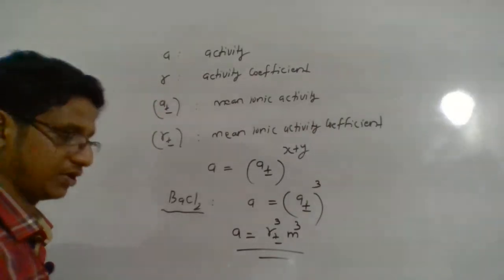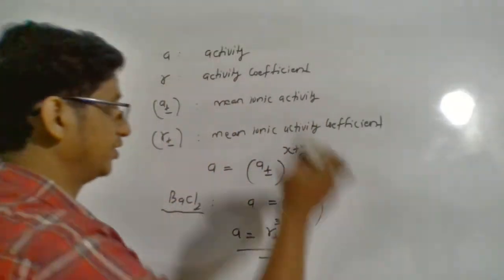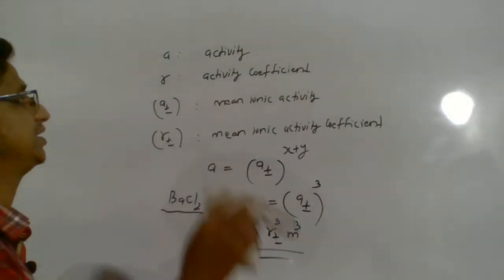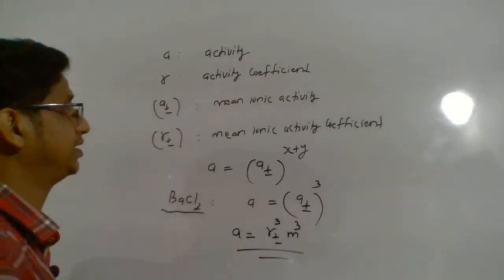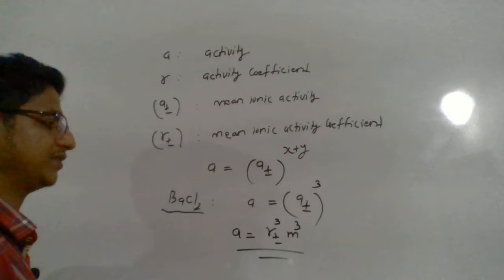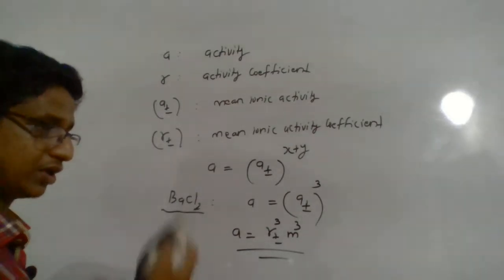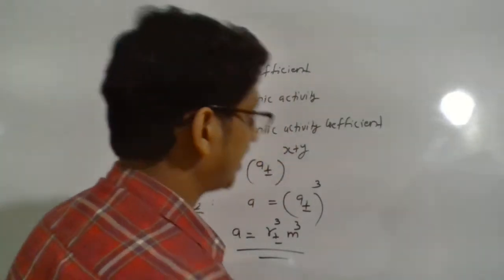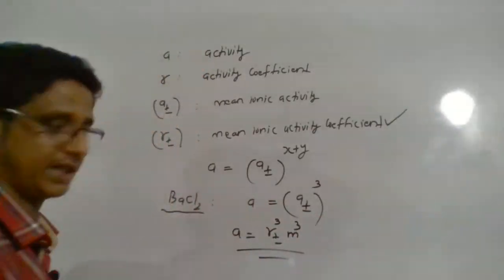So that's the way you now have the 4 terms: activity, activity coefficient, mean ionic activity, and mean ionic activity coefficient. Out of these 4, this is the one we are actually using to compare the electrolytes.